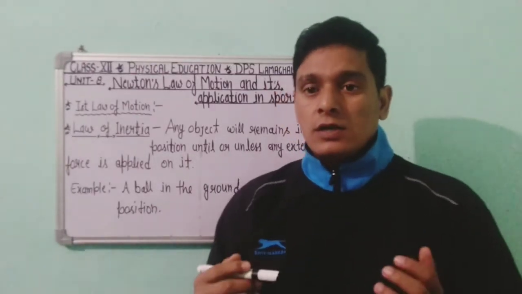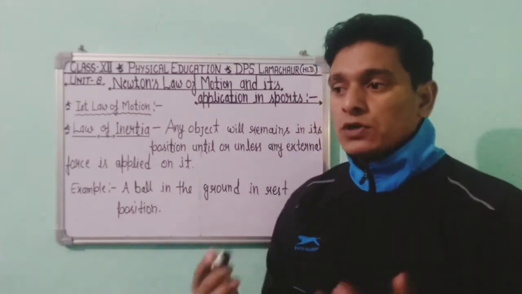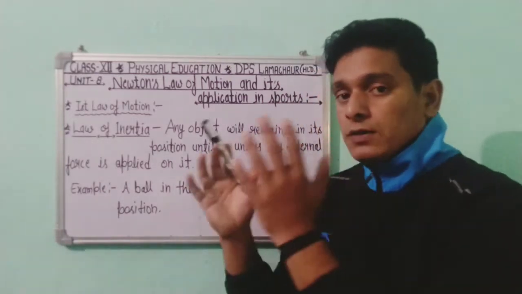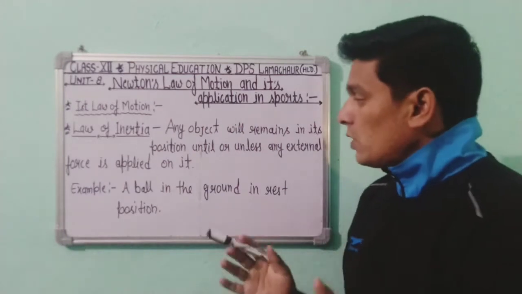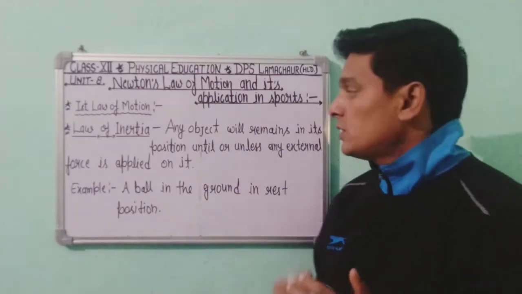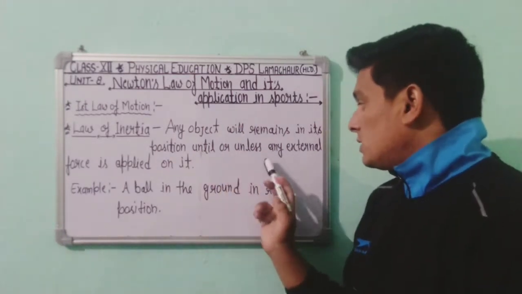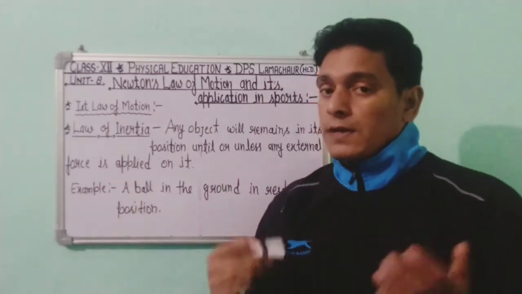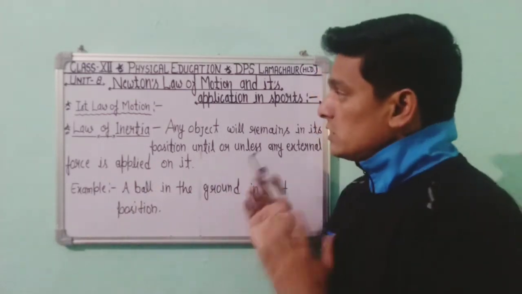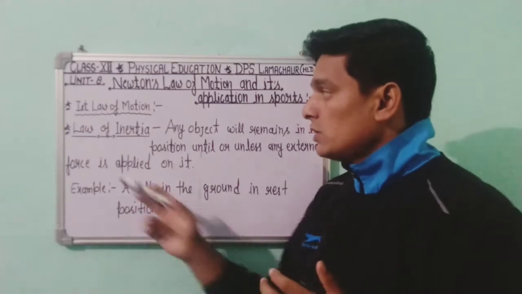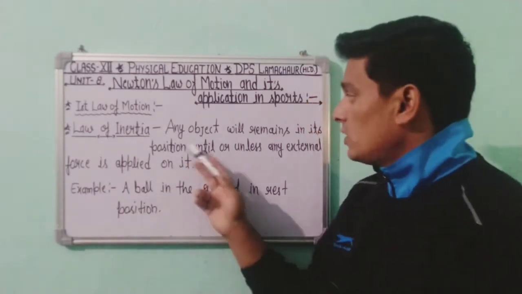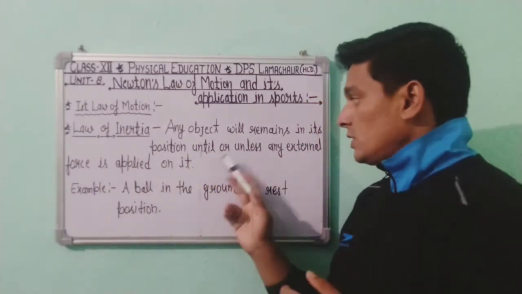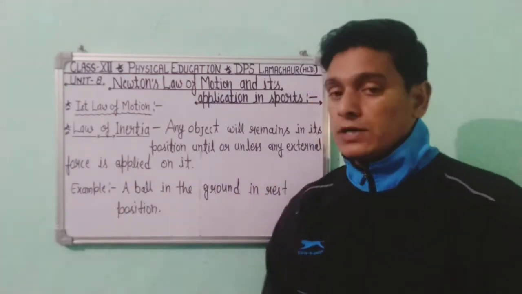For example, there is a football. Before the match, the football was kept in the center of the ground. The football will remain in the rest position until or unless any external force is applied on it. So this is the first law of motion, the law of inertia. Any object will remain in its position until or unless any external force is applied on it.